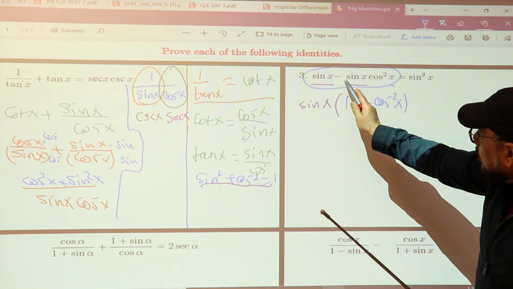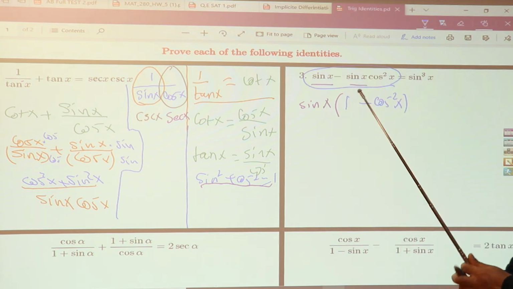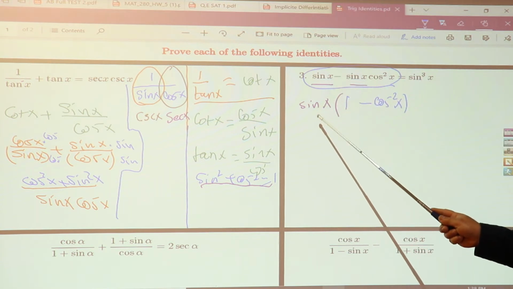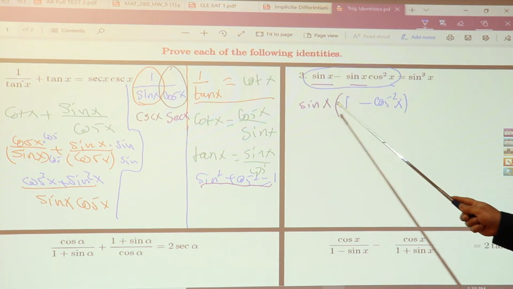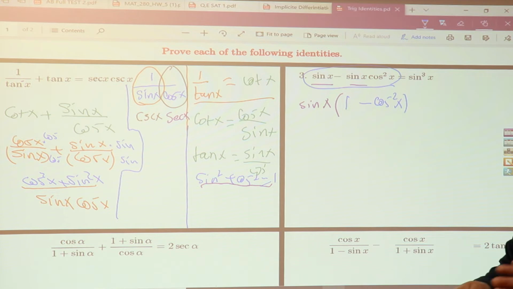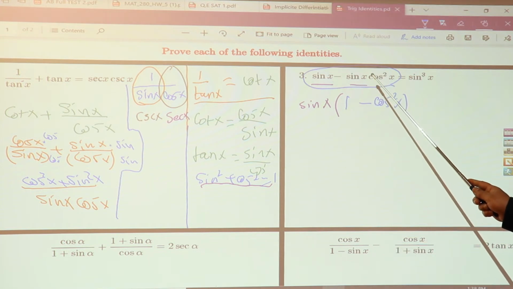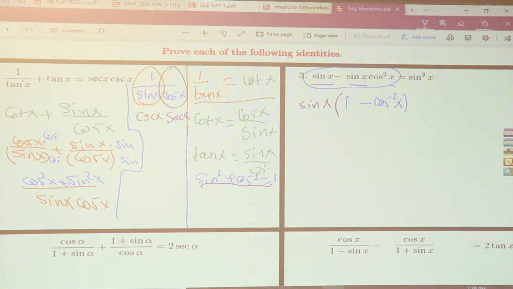What I did, I took sine x out, right? Then you open parentheses. Sine x divided by sine x is what? 1. Anything by itself is 1. U by u is 1. Me by me is 1. X over x is 1. Y over y is 1. And on the other side, when you divide by sine, the sine cancels and leaves 1 minus cosine square.